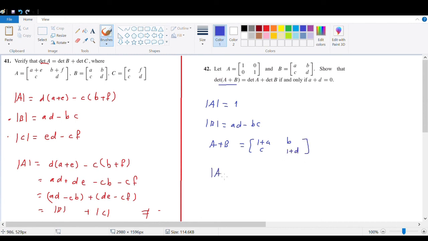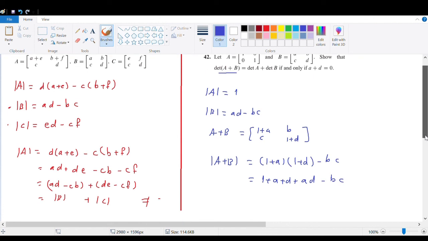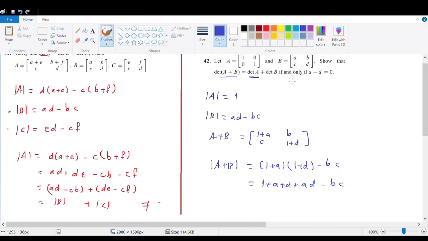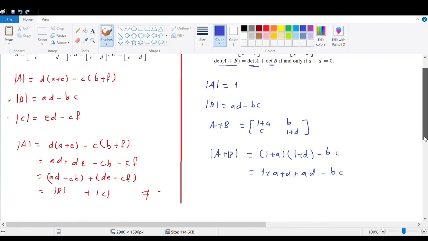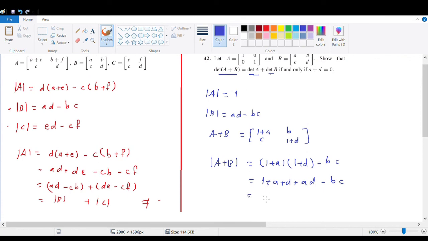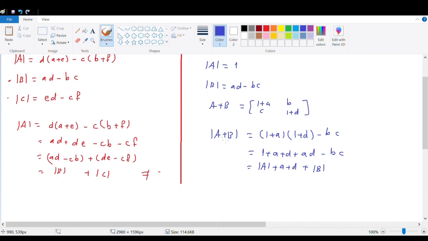So now determinant of A plus B is equal to 1 plus A multiplied by 1 plus D minus BC. We can expand this one, so 1 multiplied by 1 plus 1 multiplied by D plus A multiplied by 1 plus A multiplied by D. So this will give us 1 plus A plus D plus AD minus BC. So we want to show that determinant of A plus B is equal to determinant of A plus determinant of B if and only if A plus D is equal to 0. We see that determinant of A is 1. So this one is just determinant of A, plus A plus D. We know that determinant of B is AD minus BC, which is this one. So this one is plus determinant of B. So determinant of A plus B is equal to determinant of A plus determinant of B if this part is equal to 0. So they are equal if and only if A plus D is equal to 0.